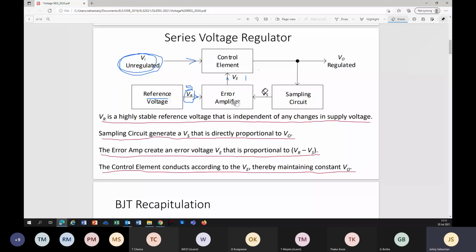Now, this is the time for questions before I move on with the series voltage regulator. First, I want all of you to understand the concept very clearly. Each block has a very dedicated job, a duty. And I want all of you to understand that first. Time for questions.